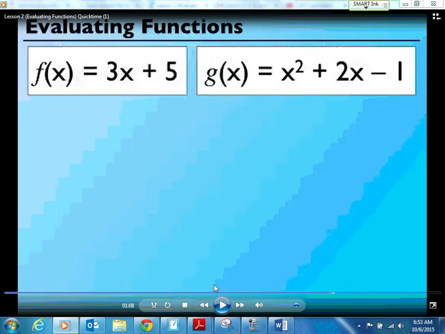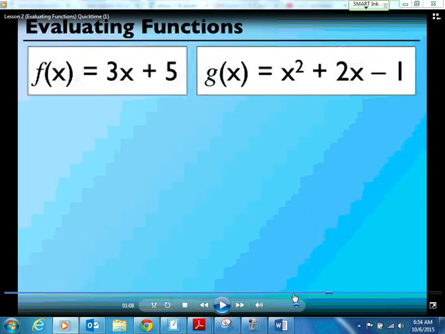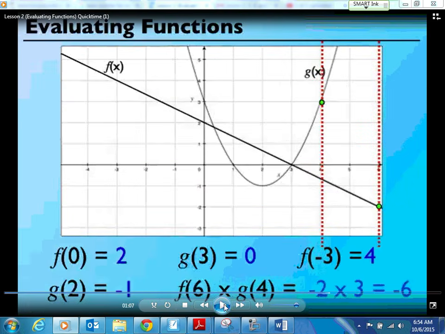Let me go back real quick. Sorry about that. So f of 6 times g of 4. It's so hard to get this timing exactly right. So f of 6 times g of 4 is -6 right there. f of 6 gave us -2. g of 4 gave us 3. So when we multiply those two output values together, we get -6.